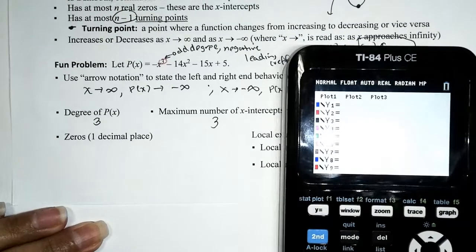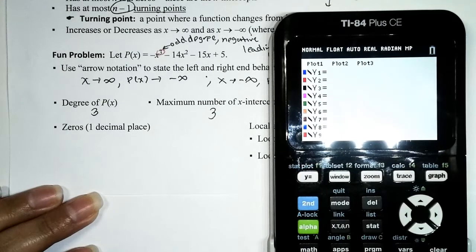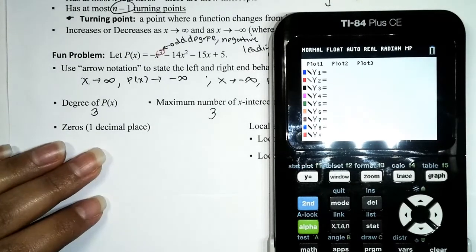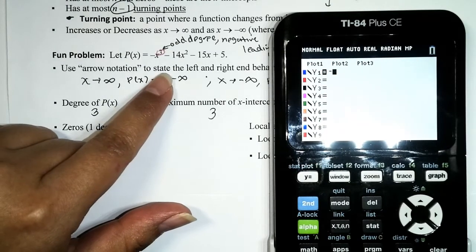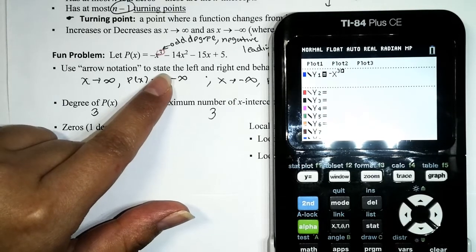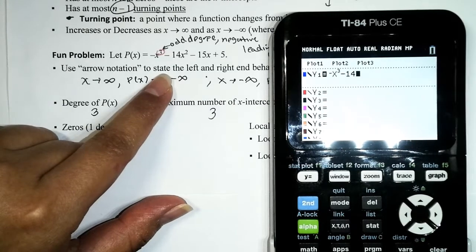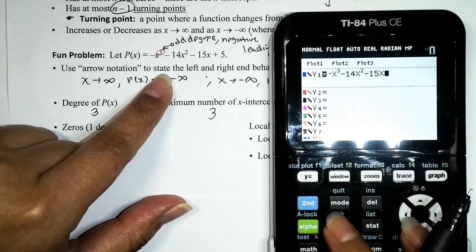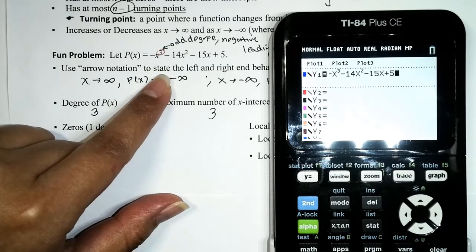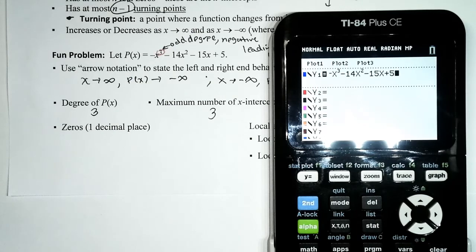Okay, I think you can see it without the glare. So the polynomial function, where was I? Okay, so we have negative x cubed minus 14x squared minus 15x plus 5. Okay, so let's go ahead and graph it.